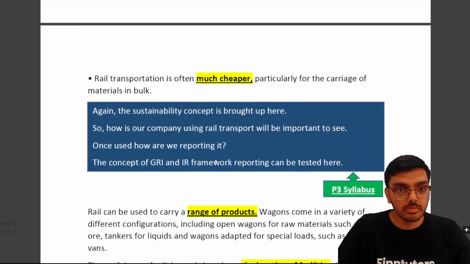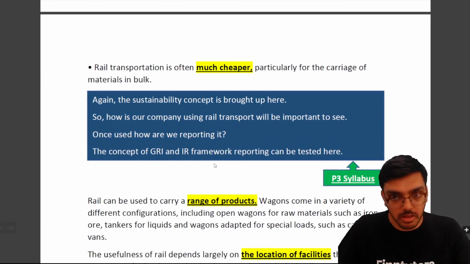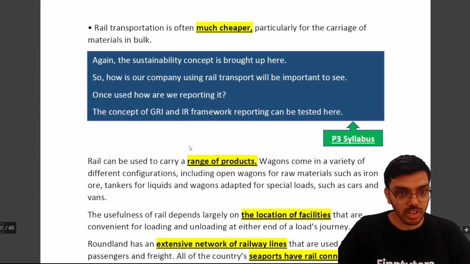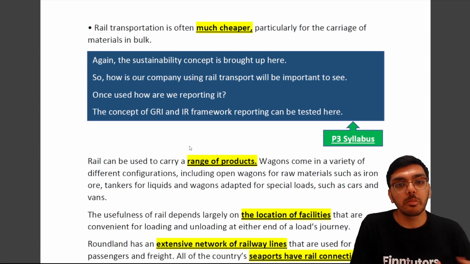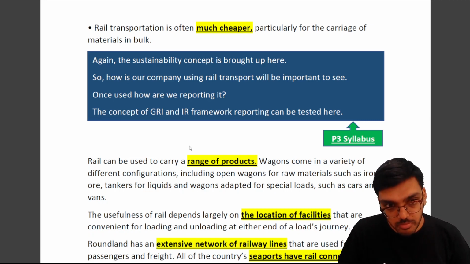So rail transport is often cheaper as well, particularly for the carriage of materials in bulk. Again, the sustainability concept is brought up over here. Now, how is our company using rail transport? This will be important to see.